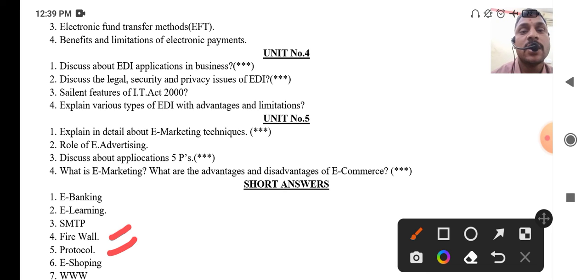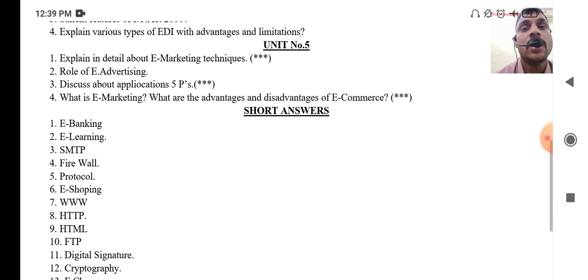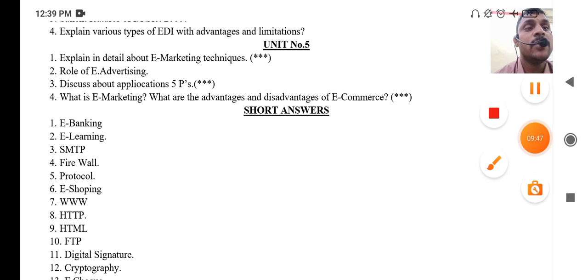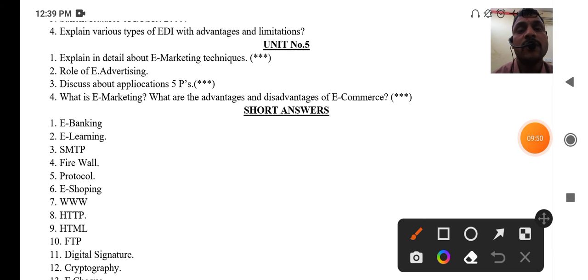Then the next, last question, fifth question is protocol. So what is the meaning of protocol? What are the different types of protocols there are, that we have to explain. So just we have to write on the protocol. Protocol is nothing but the set of rules which are used to exchange the data between two computers, known as protocol. That we have to write.